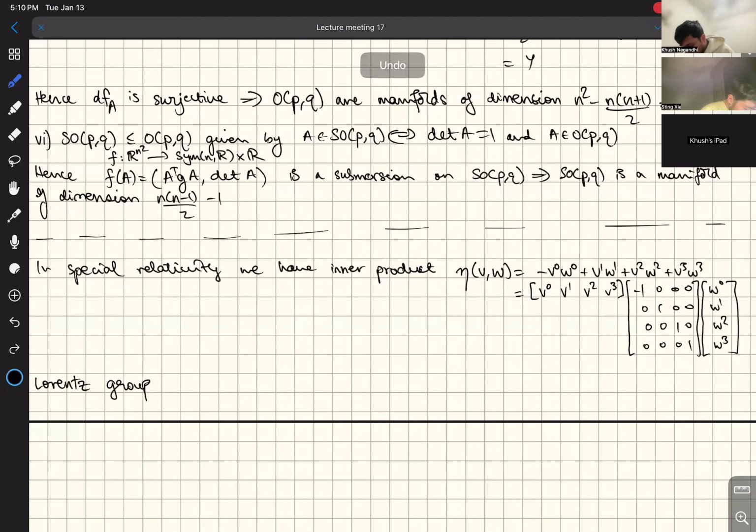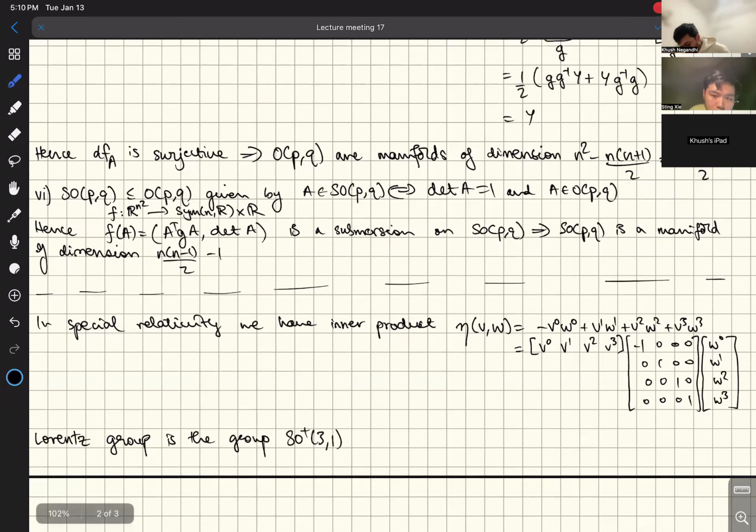So the Lorentz group is the group SO plus 1,3. Well, I guess SO plus 3,1. It doesn't actually matter, SO plus 1,3 and SO plus 3,1 are the same. But what is this group, right? We haven't talked about this group specifically, but we've talked about SO(1,3), SO(3,1), whatever you want to call it.